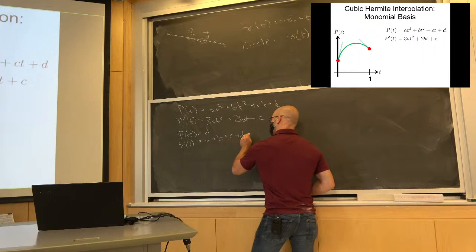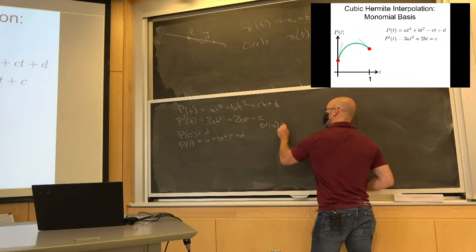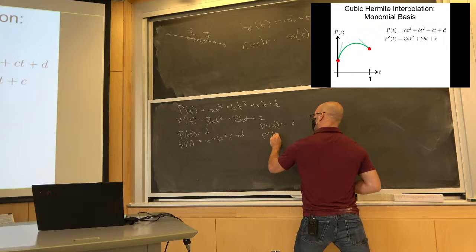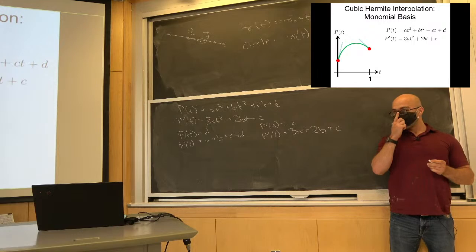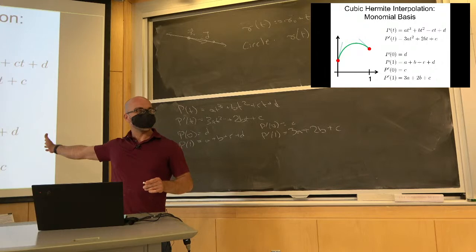Like that. We have P prime of 0, this is going to be C. P prime of 1 is 3A plus 2B plus C. Cool? All right. So the good news is that all of our math is always duplicated on the slides in case you can't read my horrible handwriting here.